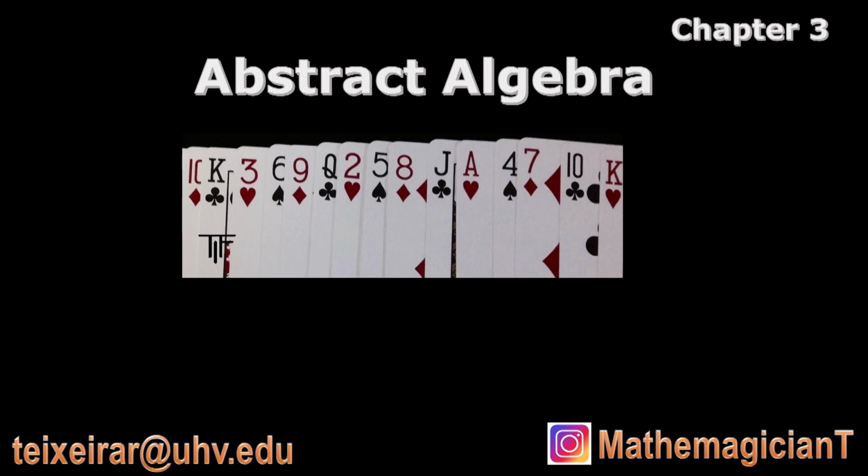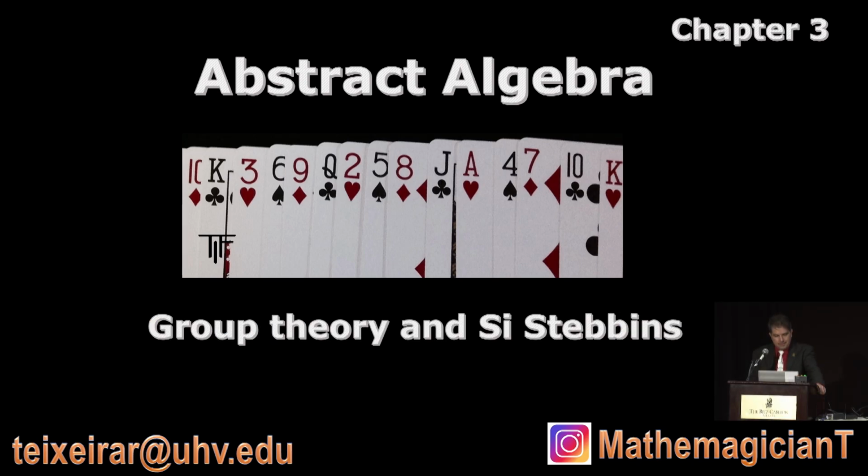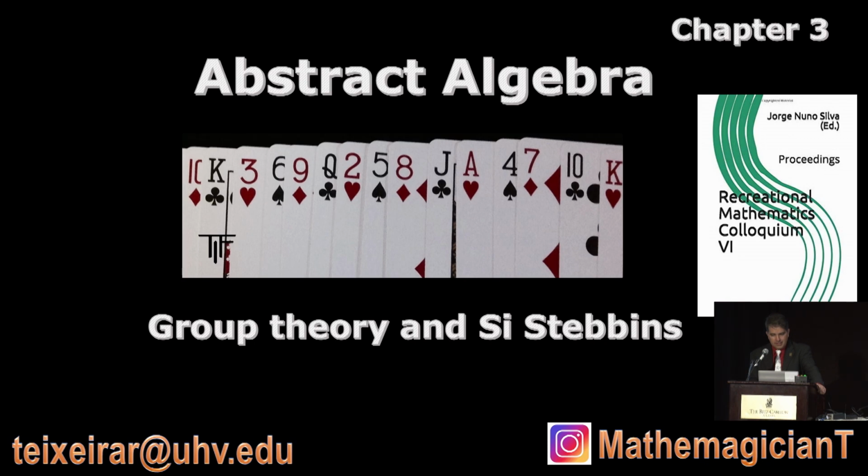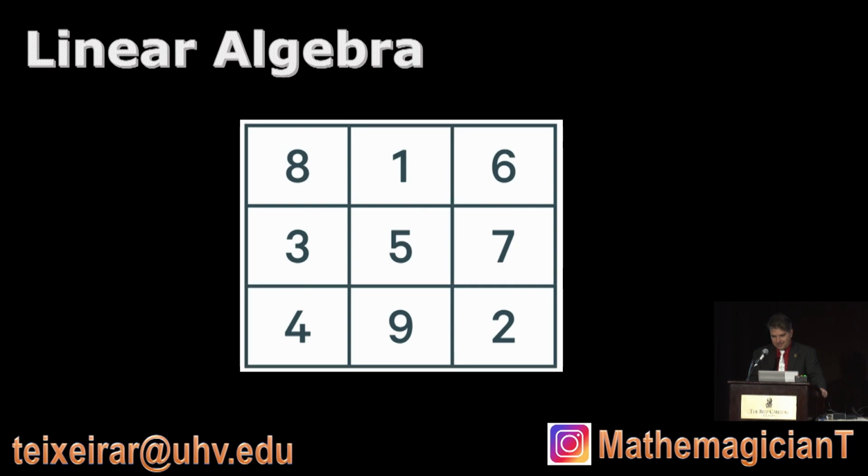So for abstract algebra, we have this. If you know a little bit about magic, this is Si Stebbins tables, and then we related this to group theory. So there's a way of kind of prearranging the deck of cards. So there's a lot of nice tricks that can be done with Si Stebbins tables. There's an article that I published in the European Gathering for Gardner, organized by my friend Jorge Nuno Silva. So you can take a look at this.